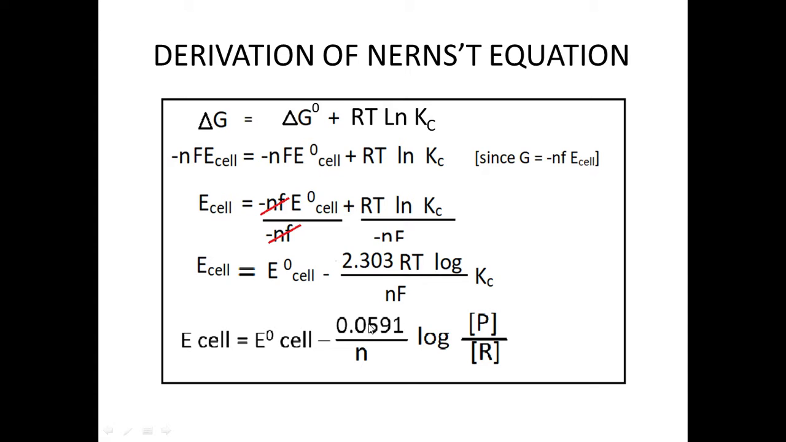This is the solution of these abbreviations. Okay, so we can replace this abbreviation with the help of this final value 0.0591. It is the constant form of this equation. E cell is equal to E naught cell minus 0.0591. The value is obtained by solving 2.303 RT upon F. n is as such, log as such, Kc is as such. Kc is the equilibrium constant, which means the ratio of product concentration upon reactant concentration.